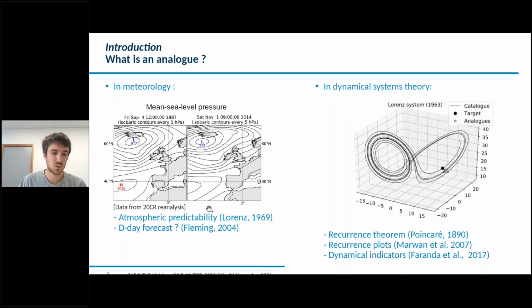And one way to use it is to look at atmospheric predictability. I can talk more about it if you want in the question session. And in the past, let's say before numerical weather prediction became very powerful in the 70s and the 80s, analogues were also used to make real forecasts, and especially there has been some debate whether analogues have been used for the D-Day invasion forecast. We can talk about it in more detail again if you want.